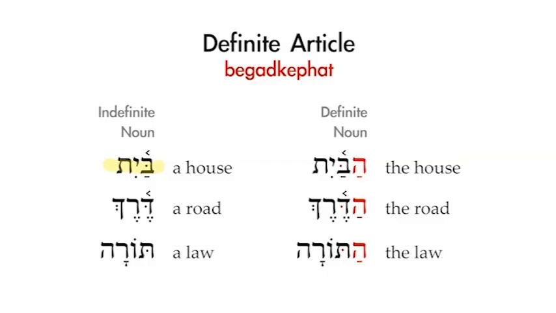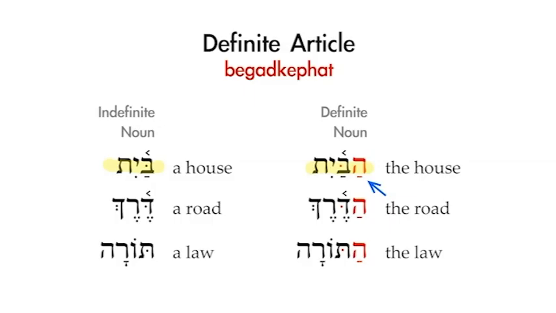However, in the example on the right, habayit, the house, we see that that dagesh lene has converted into a dagesh forte. How do we know it's a dagesh forte? Because it's immediately preceded by the short vowel, patach.